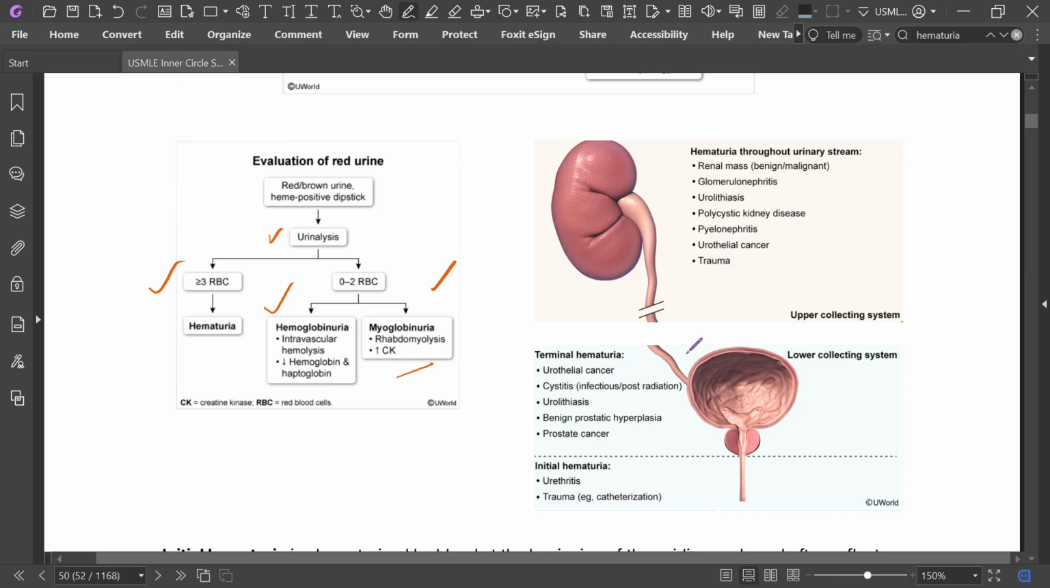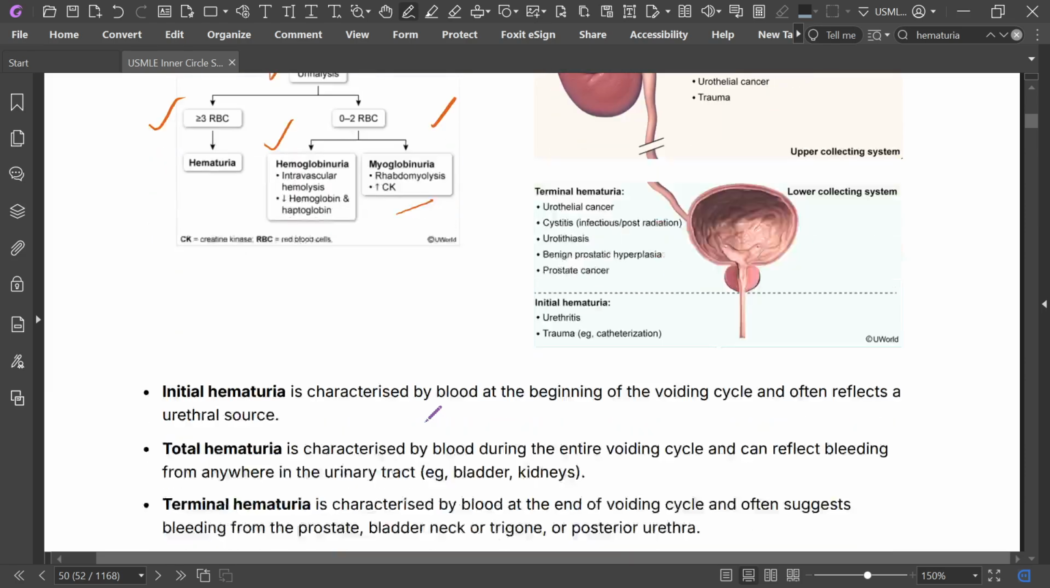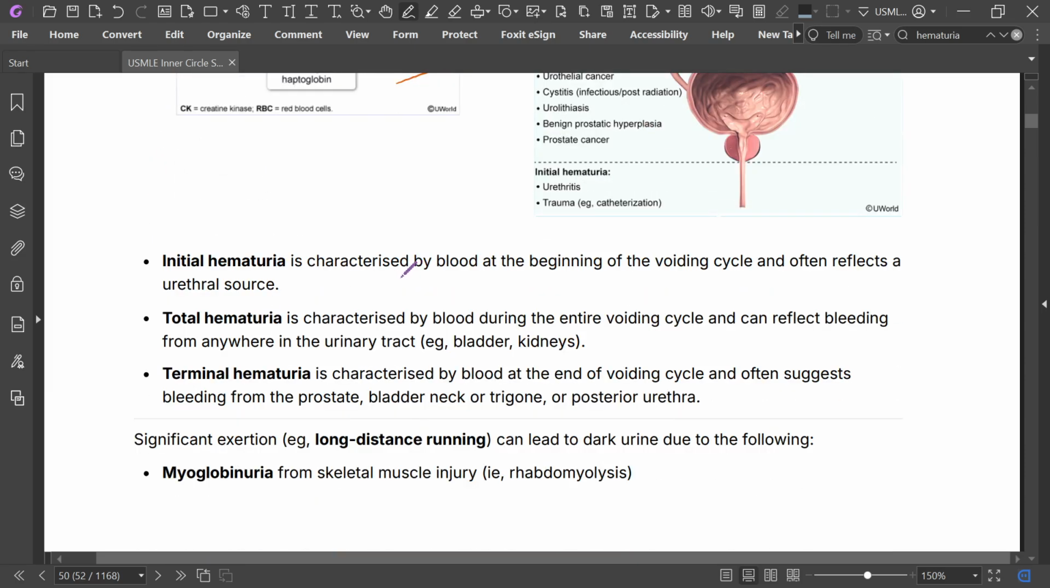Like urothelial cancer, cystitis, urolithiasis, BPH, and prostate cancer. It causes terminal hematuria, and initial hematuria is urethritis or trauma. Initial hematuria is characterized by blood at the beginning of the voiding cycle, and often reflects a urethral source.